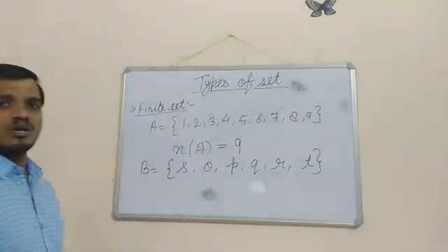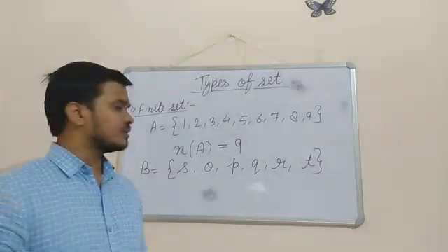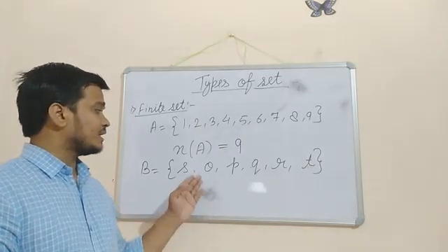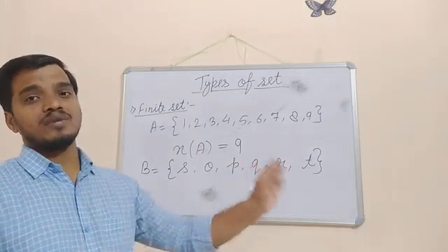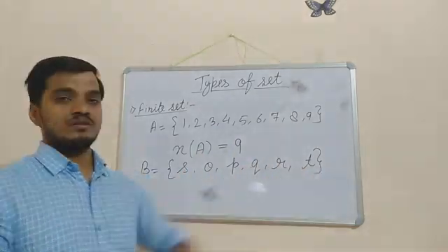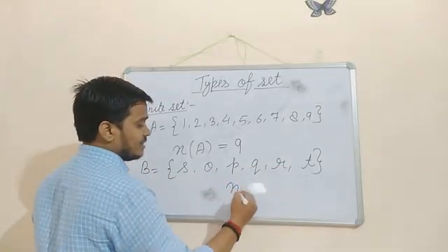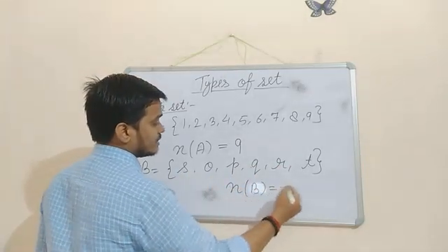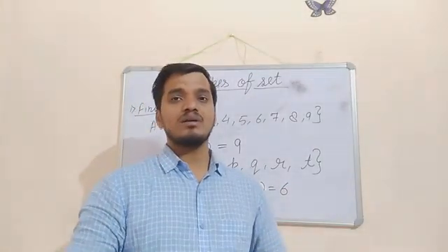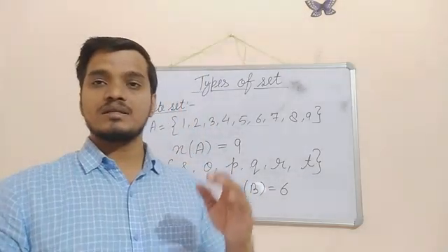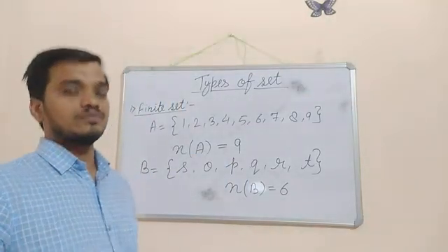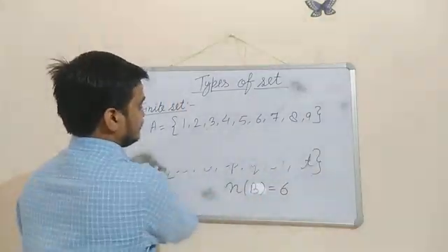Suppose that this is the collection of English alphabet, any numbers. So what will be the cardinal number of set B? Cardinal number means the number of elements in the set. So 1, 2, 3, 4, 5, 6. The cardinal number of set B will be equal to 6. So if you are able to count the cardinal number of any set, this type of set is known as the finite set. Means the collection of the object will be limited.